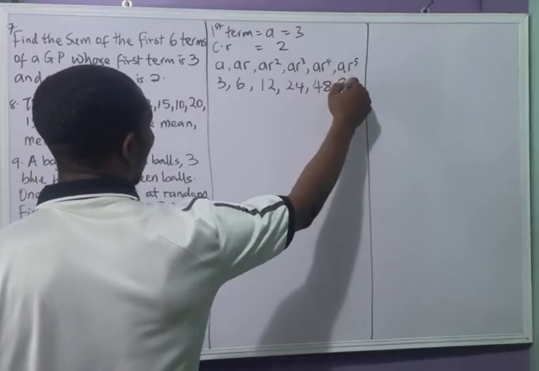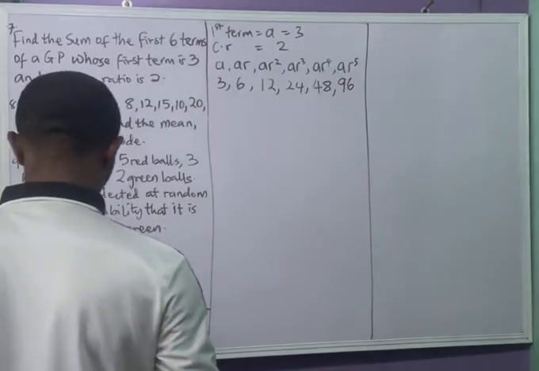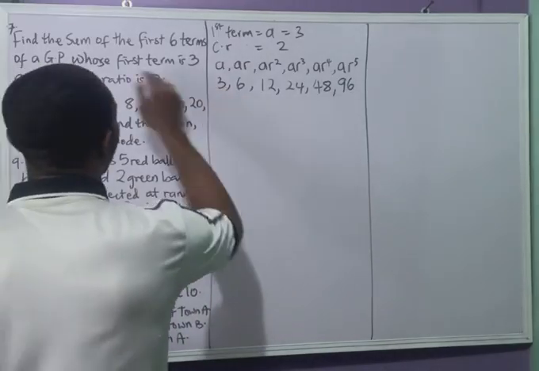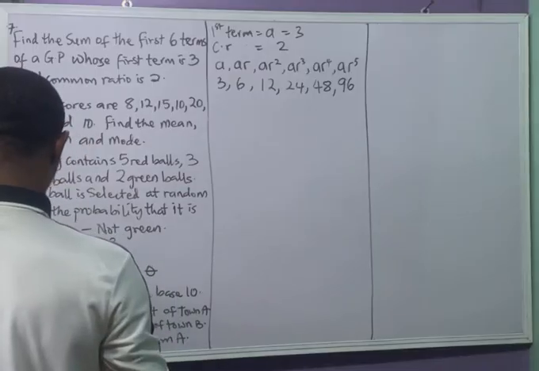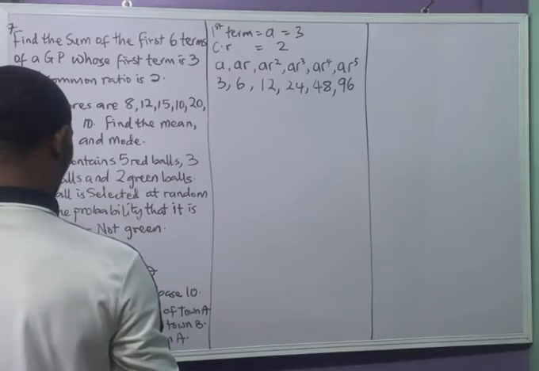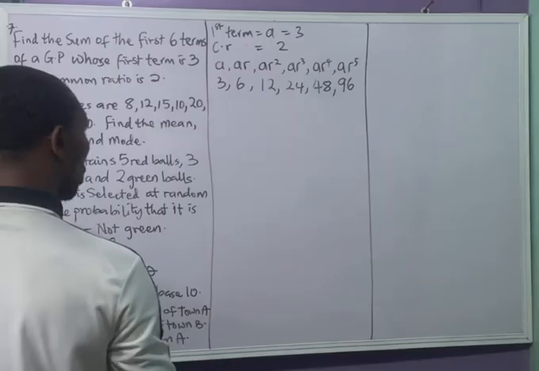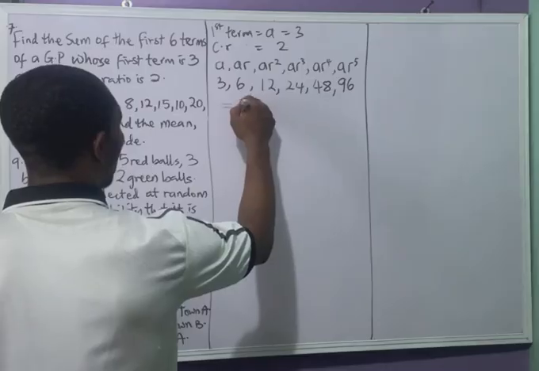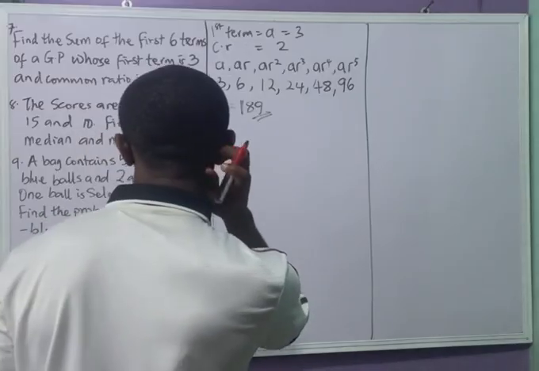And this will be 96. 2 raised to the power 5 times 3 will give us 96. So now we have to add these. Since they said sum, add them all up. We have 3 plus 6 plus 12 plus 24 plus 48 plus 96. So that gives us 189 as our sum. Okay, that's for the first question.